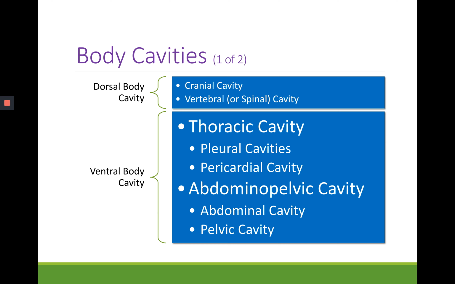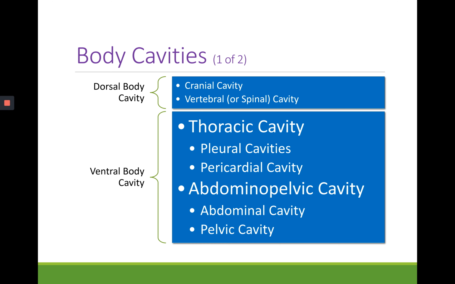Both the thoracic and the abdominal pelvic cavity also contain smaller cavities, or cavities within cavities. In your thoracic cavity are the cavities that contain your lungs, called the pleural cavities. In your thoracic cavity, there is also a cavity that contains your heart. That's called the pericardial cavity. Your abdominal pelvic cavity actually consists of two cavities, and it is named after them: abdominal for abdominal cavity, pelvic for pelvic cavity. Those are the two cavities that make up the abdominal pelvic cavity.